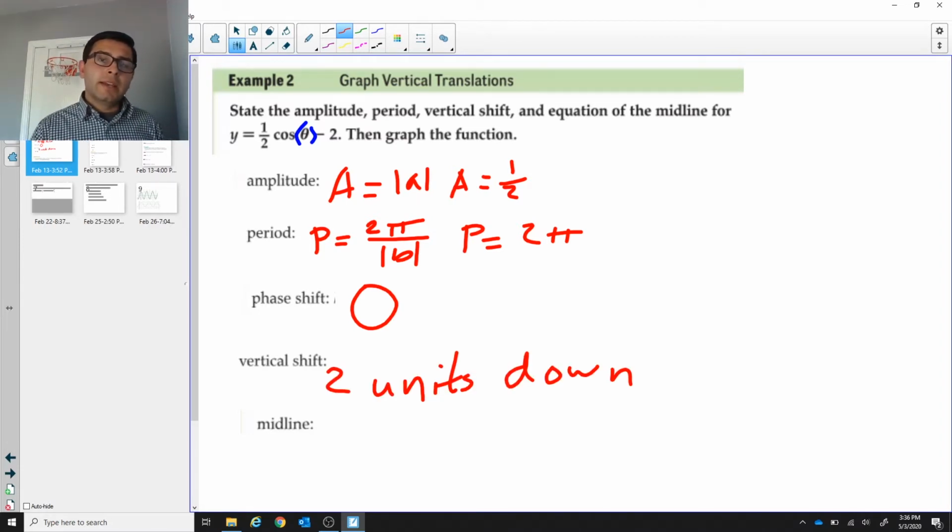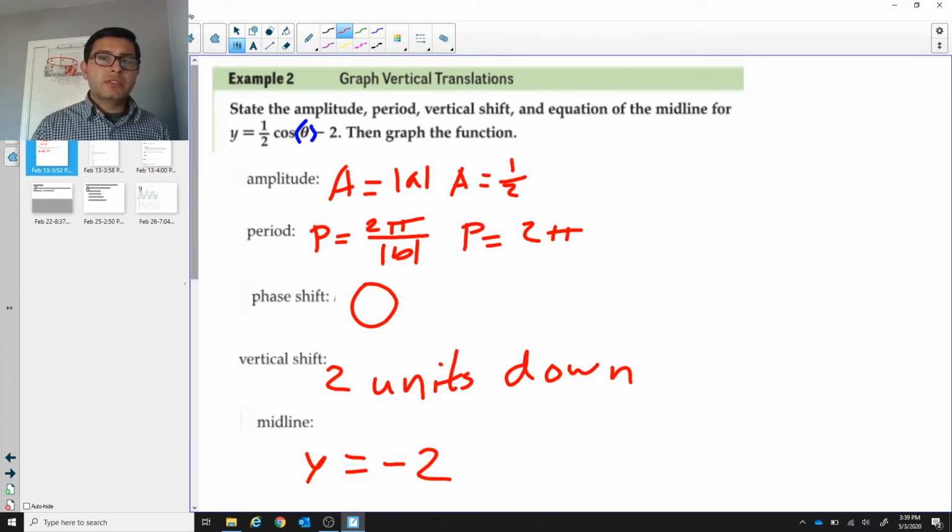So the midline, now you're asking, where is the midline? So if the midline was at 0 and now it has gone 2 units down, that means my midline is going to be at y equals -2. The midline is going to be a line at y equals -2. So all you have to write, y equals -2. That is where your new midline is at.